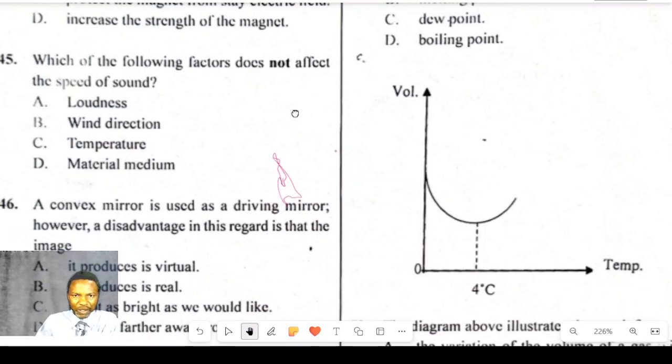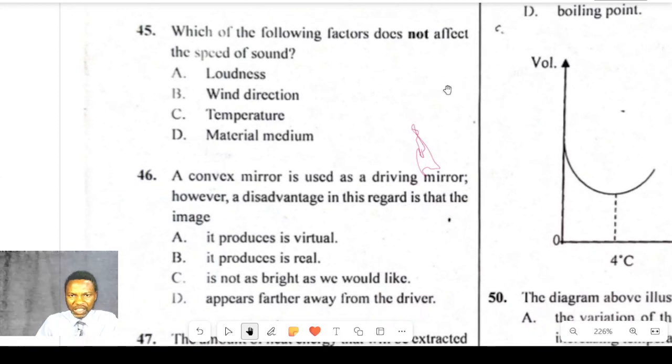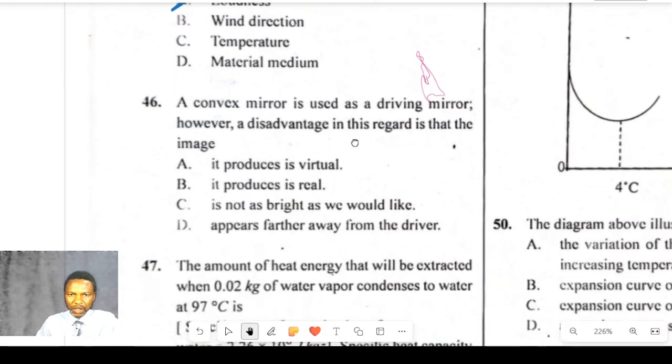Okay, so the next one is question 45. Which of the following factors does not affect the speed of sound? The answer is loudness. Okay, wind direction, Doppler effect, temperature, yes. Speed of sound is directly proportional to the square root of temperature. The material of the medium, yes. So the only answer there is loudness.